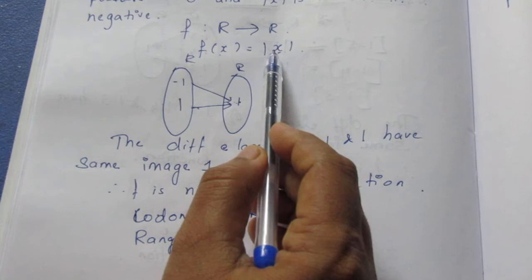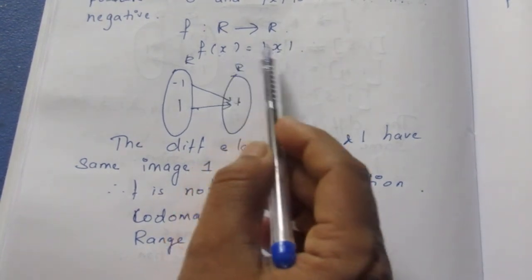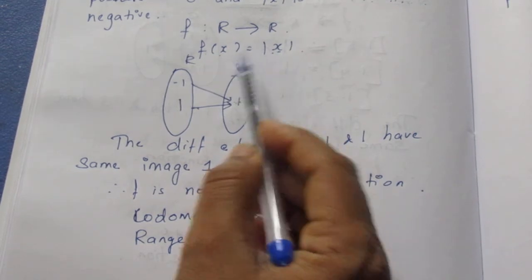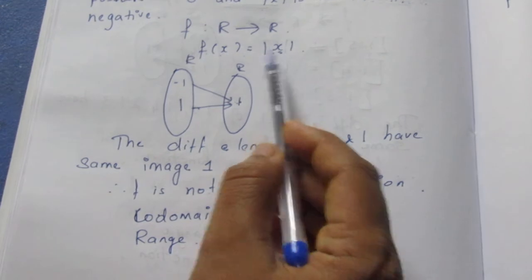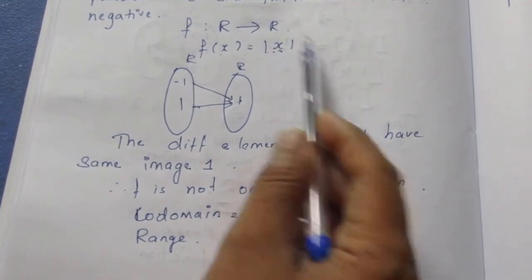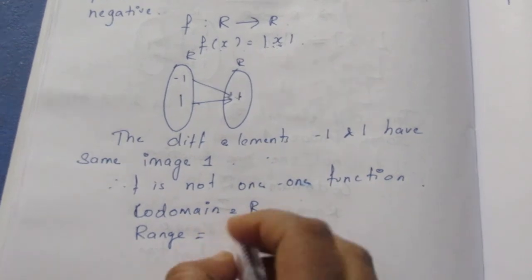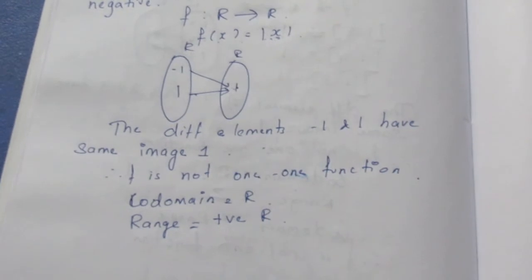Here if we substitute minus 2, it will be 2. If we substitute 2, it will be 2. If we substitute minus 3, it will be 3. If we substitute minus root 3, modulus of minus root 3 will be root 3. So everything will be positive numbers. So the range becomes the non-negative real numbers.